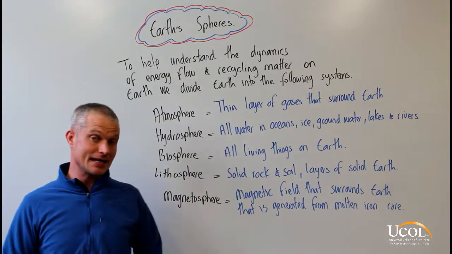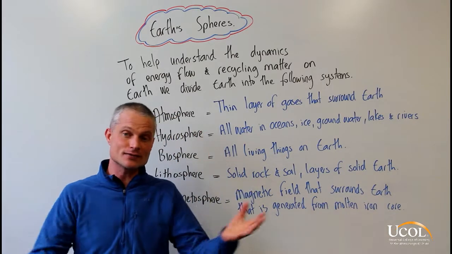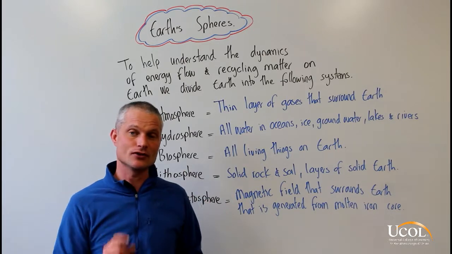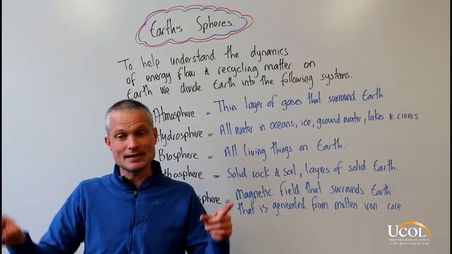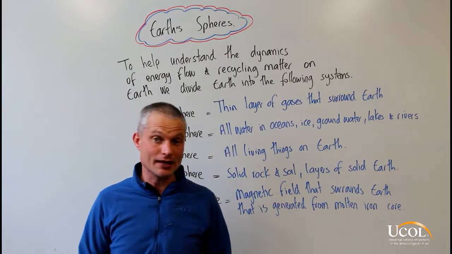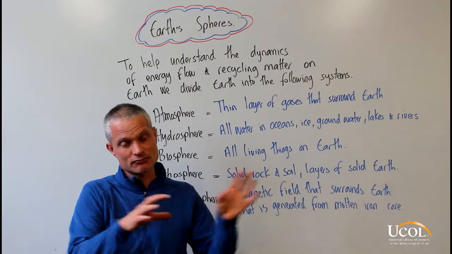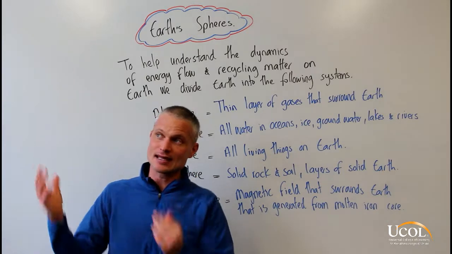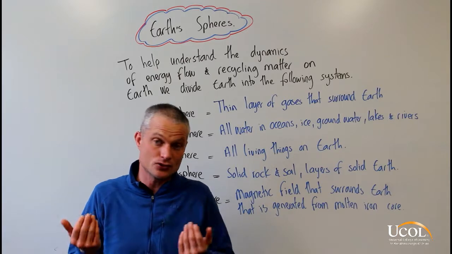And the last one is the magnetosphere. So the magnetosphere is a magnetic field that surrounds the Earth, and it's created by the center of the Earth having a molten core, and that molten core generates that magnetic field. And if it wasn't for that magnetic field, there's a lot of solar radiation. So radiation is harmful to living things. If we were standing outside and we were radiated by the sun, we'd be burnt to a crisp.